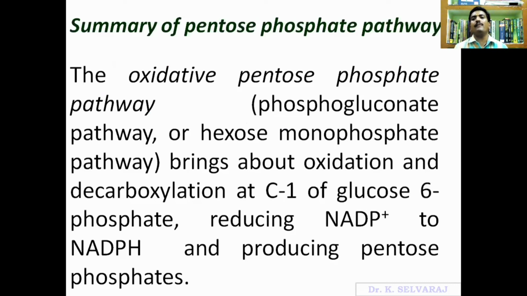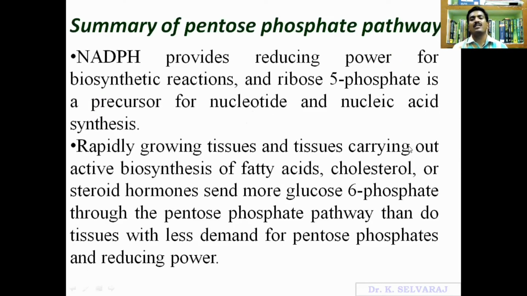Let us see the summary of this pentose phosphate pathway. The oxidative pentose phosphate pathway brings about the oxidation and the decarboxylation of the first carbon atom of glucose 6-phosphate and reduces NADP plus to NADPH and produces pentose phosphate. It is the first step. Then NADPH provides reducing power for biosynthetic reactions. So many biosynthetic reactions which occur inside the cell occur mainly because of this NADPH.